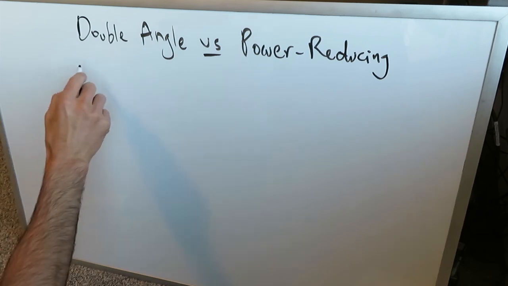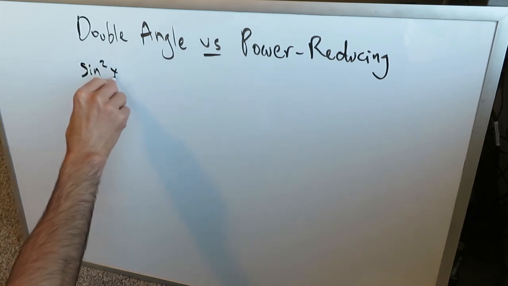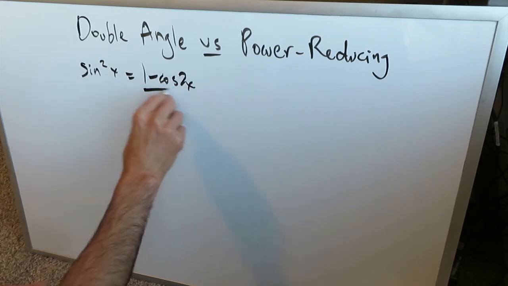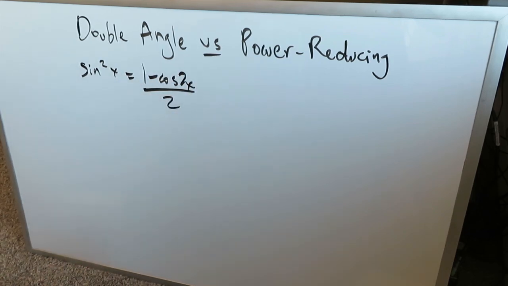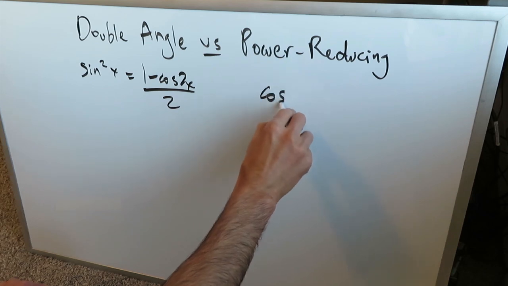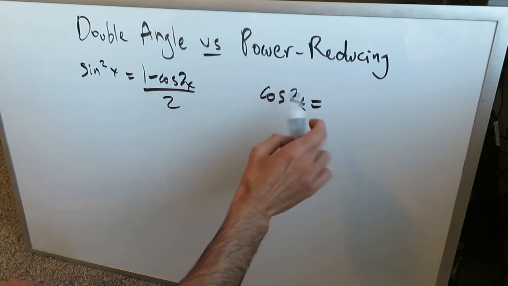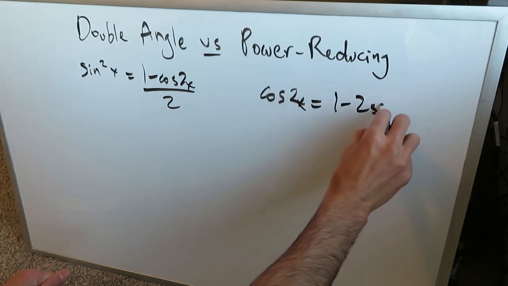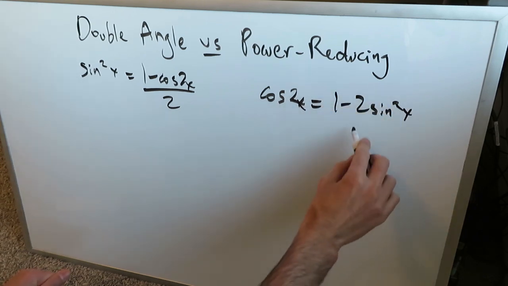We'll start with this one right over here. Sine squared x is equal to 1 minus cosine 2x over 2, but we'll show how we actually come up with this. How do you actually derive this? It comes from this one right here, the double angle formula for cosine. If cosine 2x is equal to one of those three things, it is this one right over here, 1 minus 2 sine squared x, and you actually solve for sine squared x.